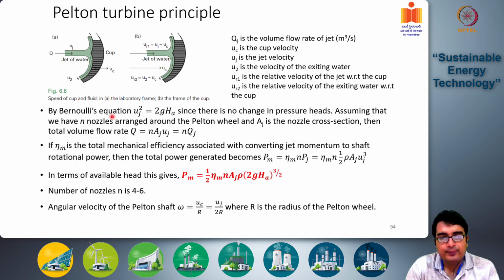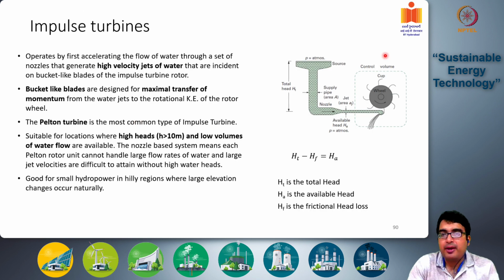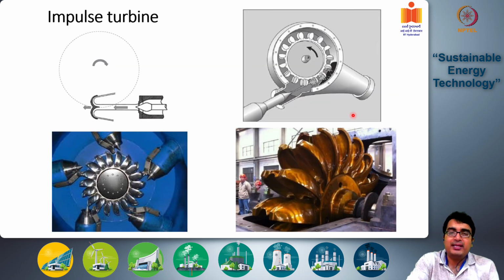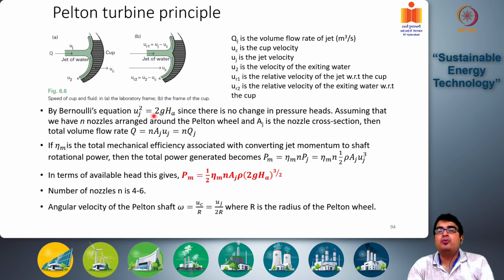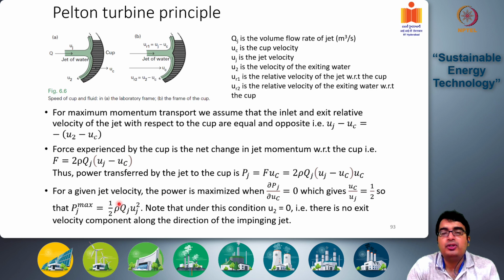Now what is the jet velocity? Based on Bernoulli's equation, this is the initial total available head Ha of water, and this is entirely getting converted into the jet velocity Uj, correct? So based on Bernoulli's equation, Uj will be root over 2g into Ha. That is Uj square equals twice g into the available head of water at the nozzle level. So here half rho Qj Uj square, you can also write as half rho Qj into 2gHa, where Ha is the available head of water. So the maximum power directly depends on the available water head that is present.